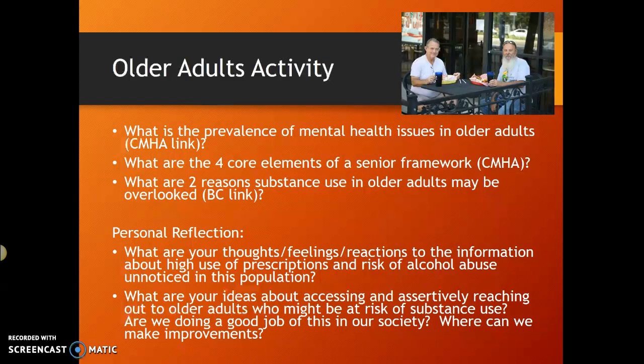And then your personal reflection questions, which you'll answer on DC Connect, is what are your thoughts, feelings, or reactions to the information about high use of prescriptions and risk of alcohol abuse unnoticed in this population? And what are your ideas about accessing and assertively reaching out to older adults who might be at risk of substance use? Are we doing a good job with this in our society, and where can we make improvements? So pause the video, take time to answer those first 3 questions, and then come on back.